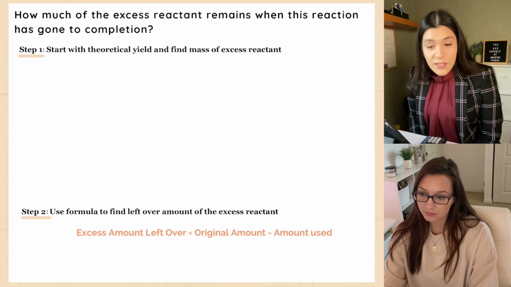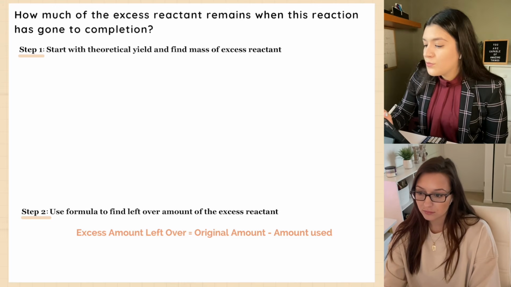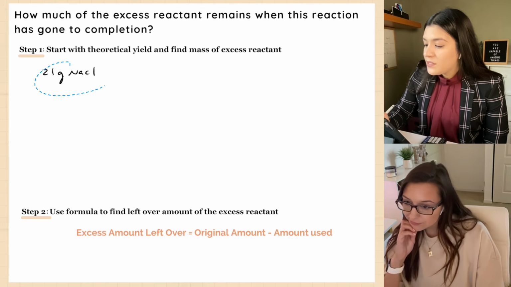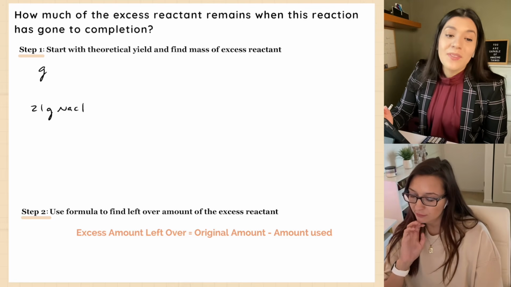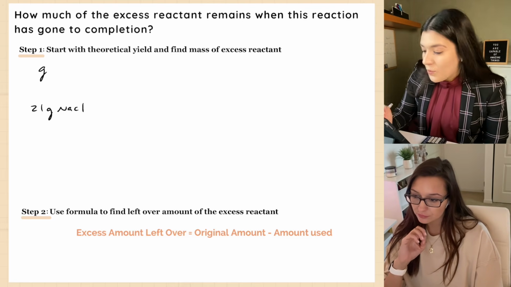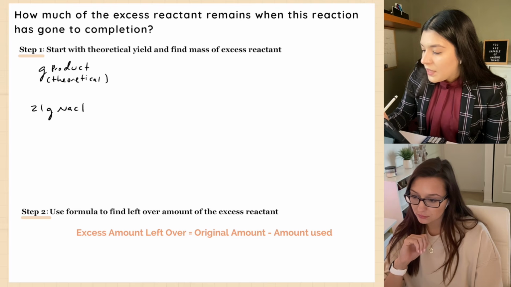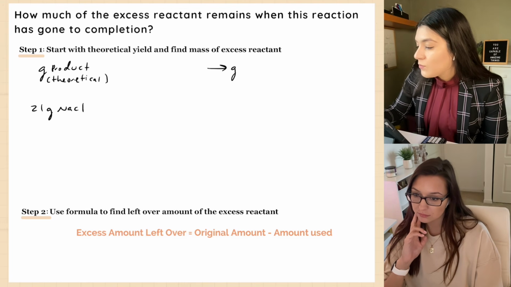And how we do this is we're going to use our theoretical yield. So we take our theoretical yield, which was 21 grams of NaCl, and now we're going to basically go from the grams of our product to the grams of our excess reactant. So that's how I want you to think of this. This is our product that we found, specifically the theoretical yield. And then now we're going to make our way to the grams of the excess reactant.